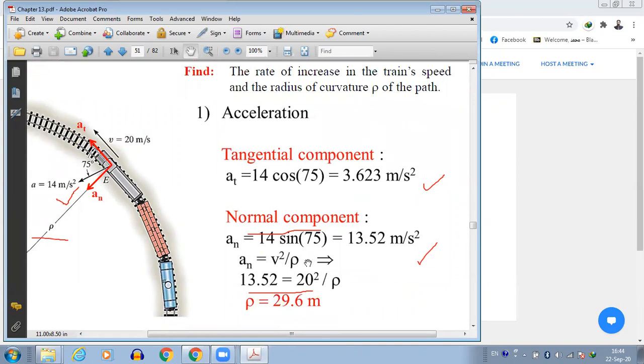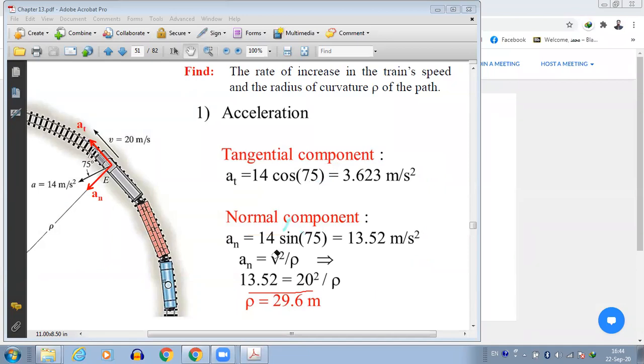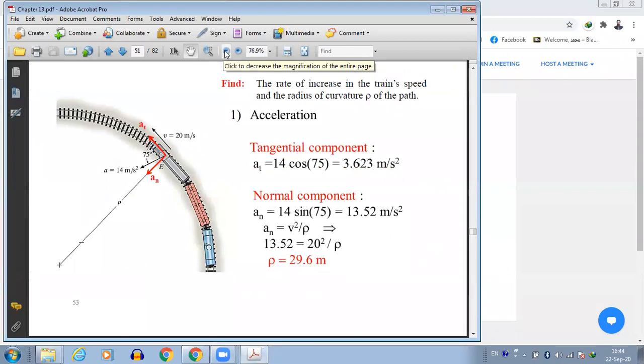Is there anything that you do not understand in the solution of the problem? You can ask. Doctor? Yes. Is it okay if I use V squared over R? Yes, it's okay.